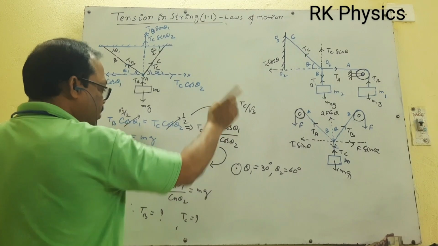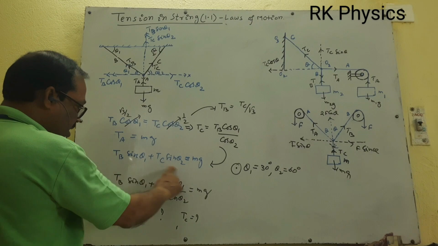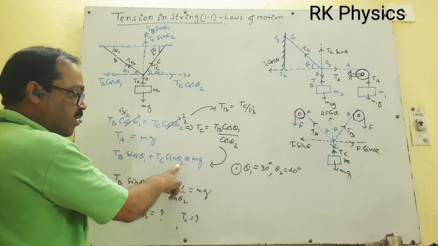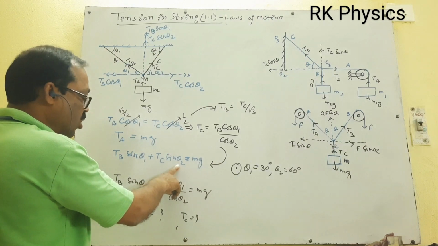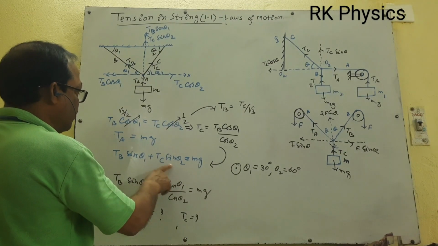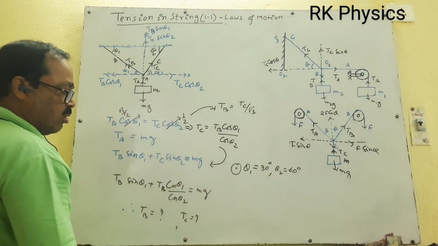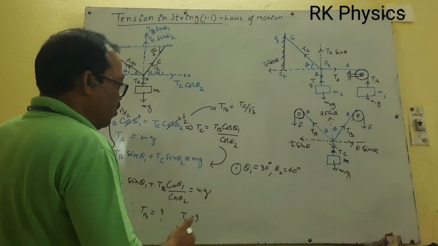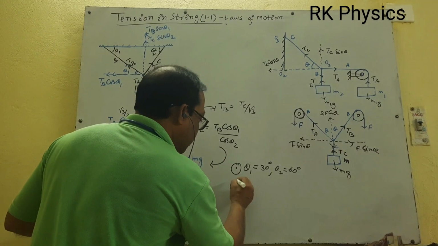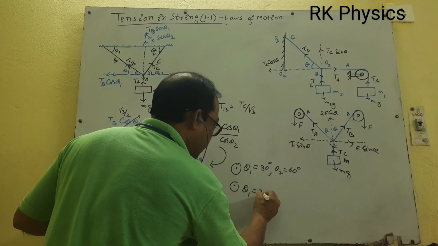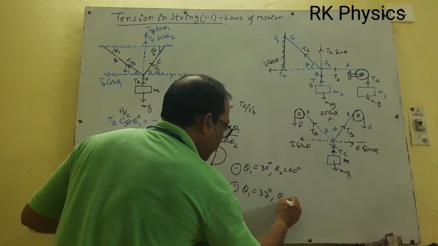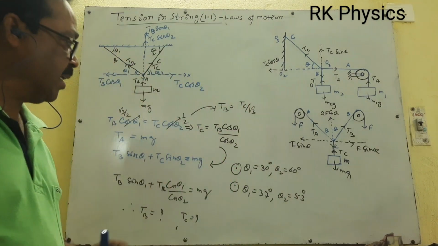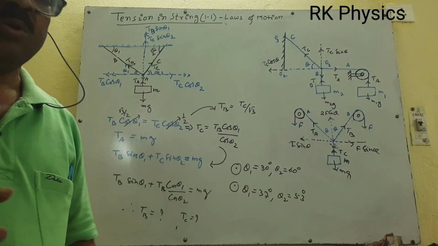Similarly, if you put the value of TB or TC in this expression, sin 30 is half, sin 60 is root 3 by 2. If you put in the values, you will get the answer. So I think this will be easy for you. Now a second problem is given: suppose theta 1 equal to 37 degrees, theta 2 equal to 53 degrees. Let us solve another type of problem.